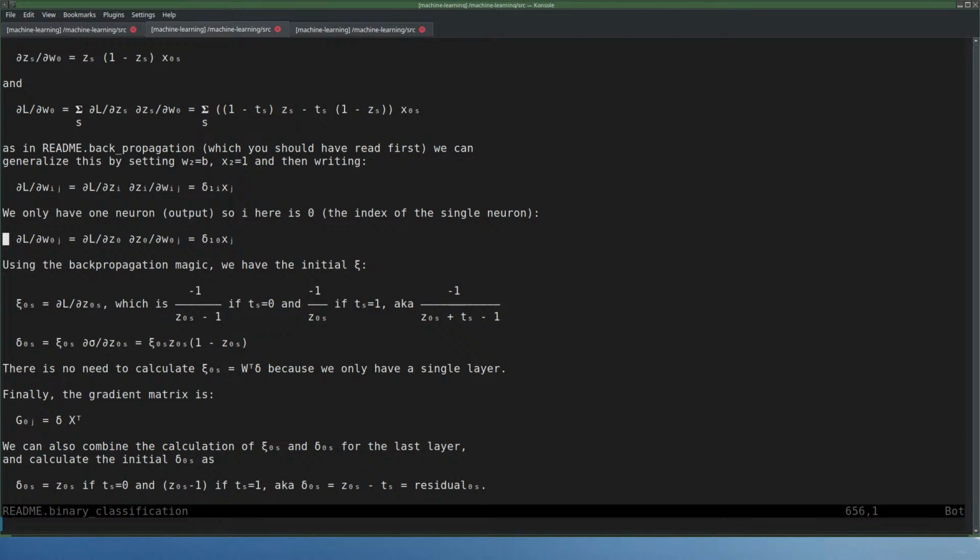Slightly weird though. I'm pretty sure that Z is the... I use Z as the output of the activation function all the time. And this is definitely not that. It's not X, let's put it that way.